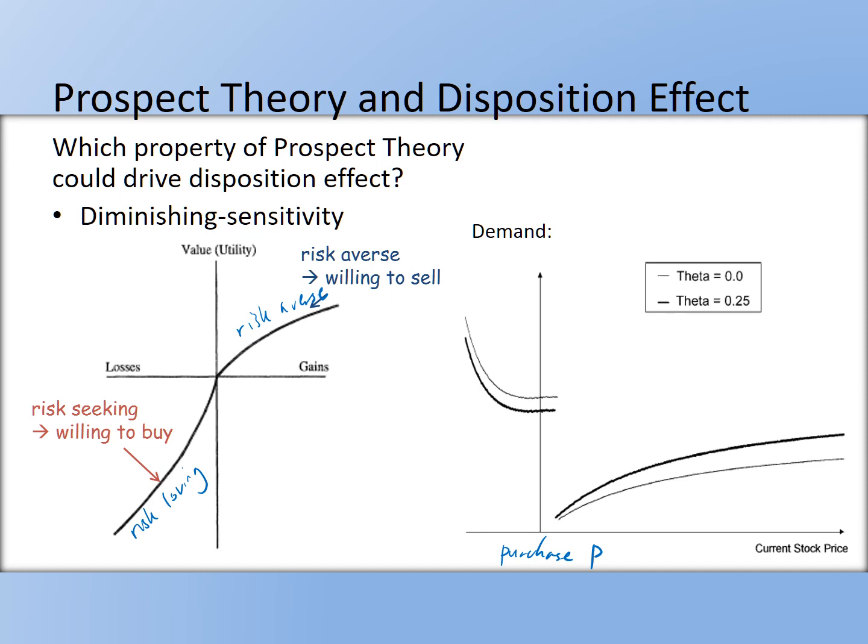Okay. So in any case, that's Terence Odean's idea. He has this diagram. He explained intuitively that you have risk aversion on the gain side and risk seekingness on the losing side. So that's why people are willing to sell when there's a gain and not willing to sell when there's a loss. That's his explanation.